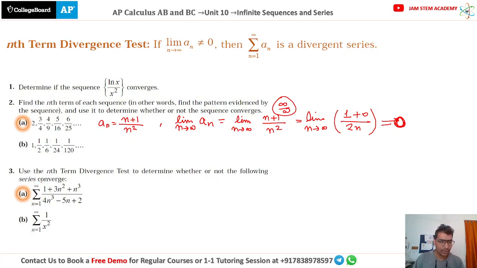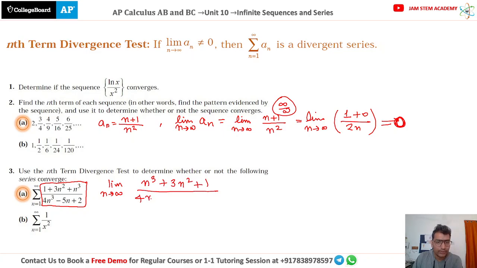Next one, let's talk about this one. Another nth term divergence test we have to apply for this. This time the series itself is given, so we don't need to find its general term. Simply find its limiting value. All we have to do is solve for the limit as n tends to infinity of (n cubed plus 3n squared plus 1) over (4n cubed minus 5n plus 2).